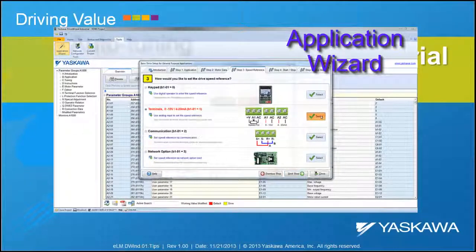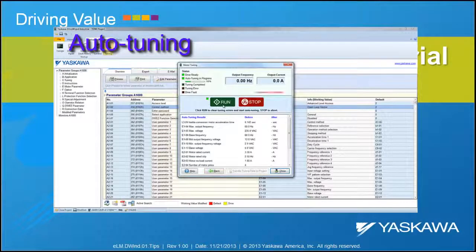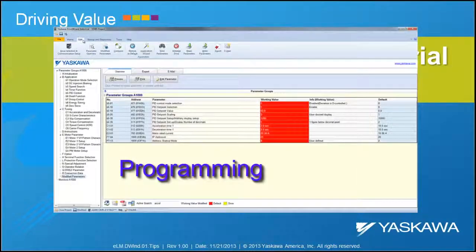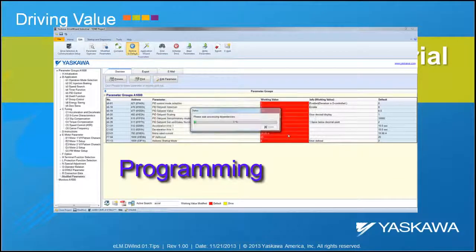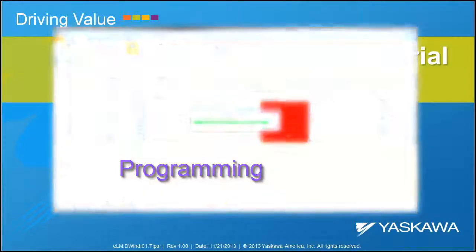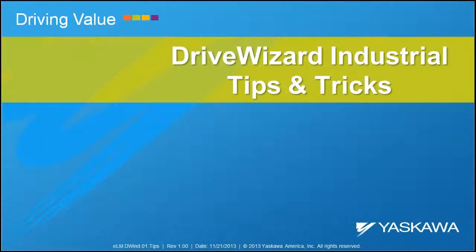DriveWizard Industrial is a Windows-based software tool designed to make commissioning and troubleshooting of Yaskawa drives as simple as possible. DriveWizard Industrial provides user-friendly tools for viewing, manipulating, and exchanging data with the drive. Data can be retrieved, changed, stored, and graphed. We will go over all of these features and also provide some tips and tricks to make you look like a pro.